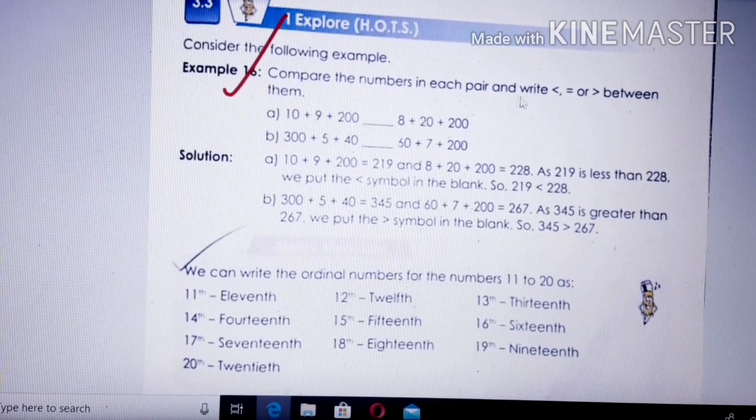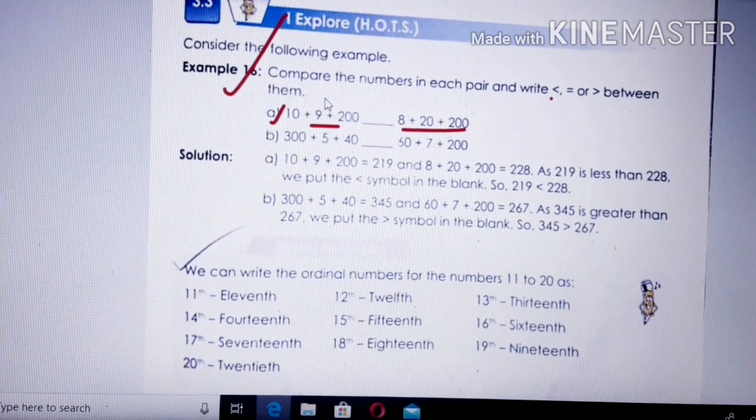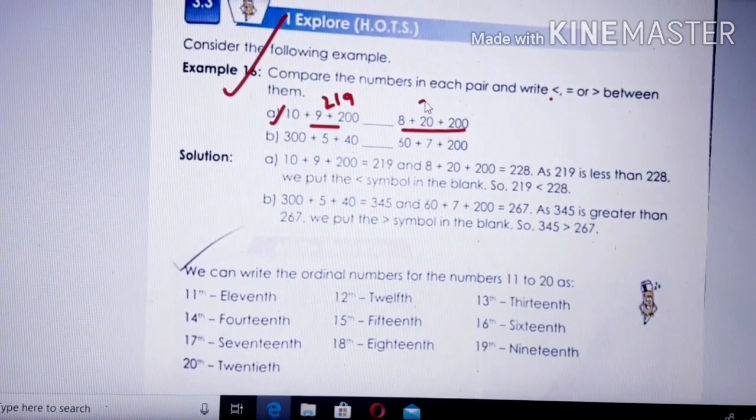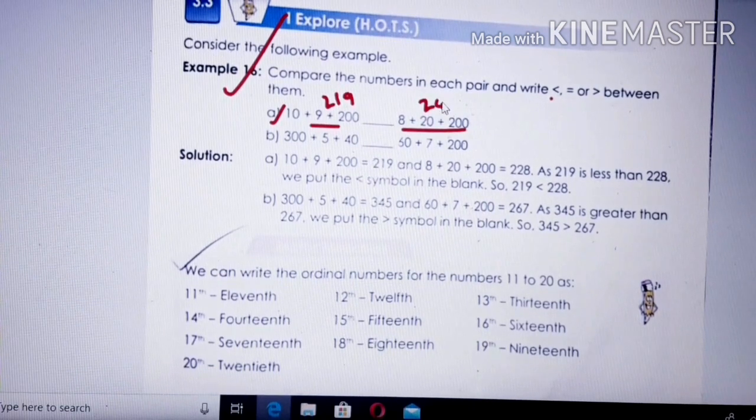Compare the numbers in each pair and write greater than, smaller than or equal to sign between them. So you can see here these are in expanded form, isn't it? So in A, you have to compare these two numbers, okay? So 200 plus 10, you get 210. 210 plus 9, you get 219. What do you get here? 228. Isn't it?